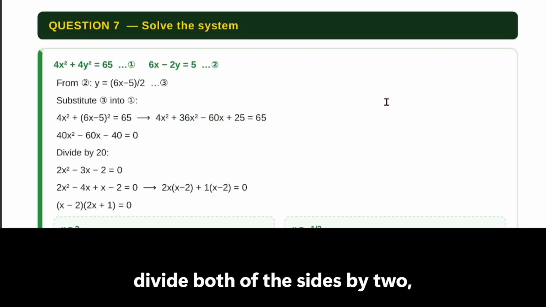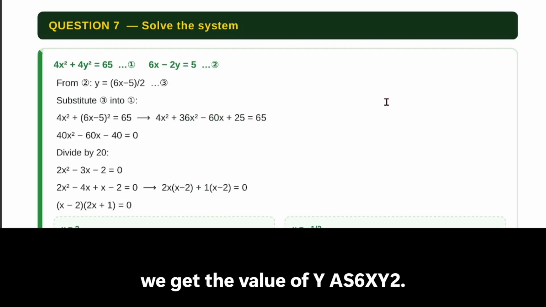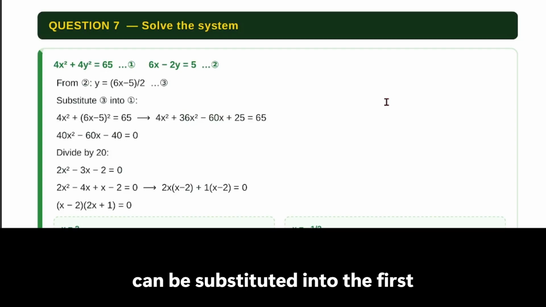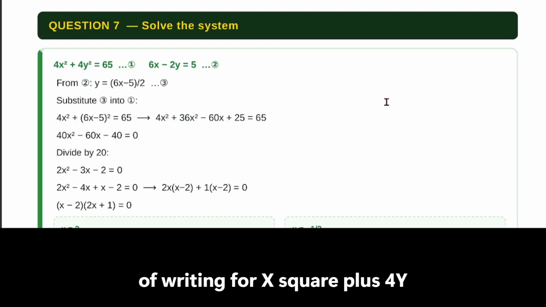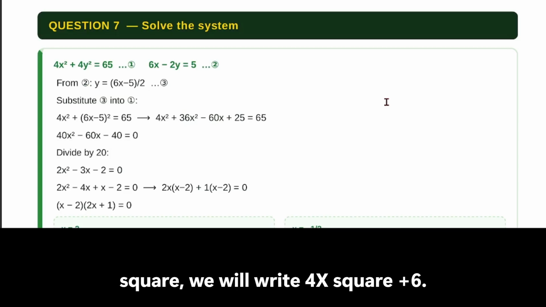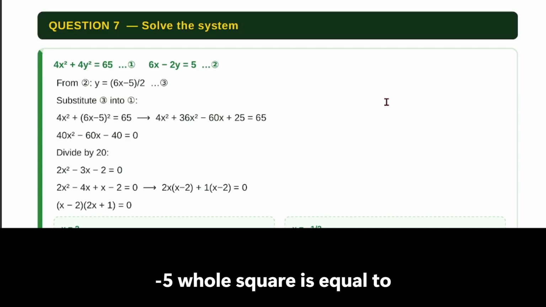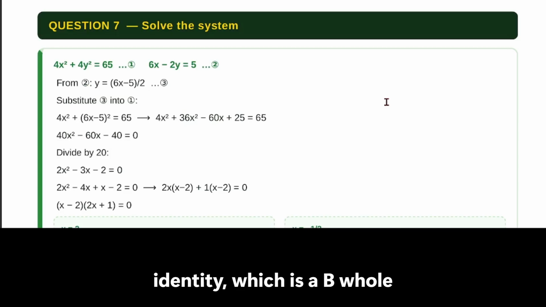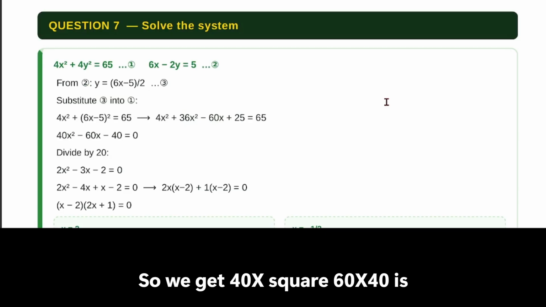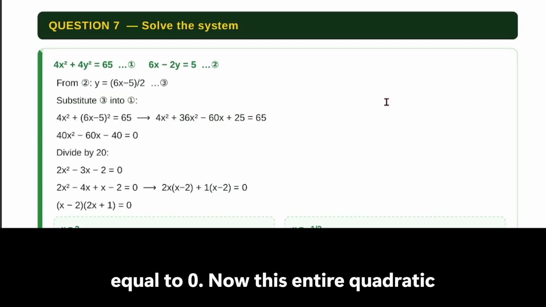When we divide both sides by 2, we get the value of y as 6x minus 5 over 2. Now this new value of y can be substituted into the first quadratic equation. So instead of writing 4x square plus 4y square, we will write 4x square plus 6x minus 5 whole square is equal to 65. Now we can simplify this 6x minus 5 whole square by the second identity, which is a minus b whole square. So we get 4x square plus 36x square minus 60x plus 25 is equal to 65. So we get 40x square minus 60x minus 40 is equal to 0.